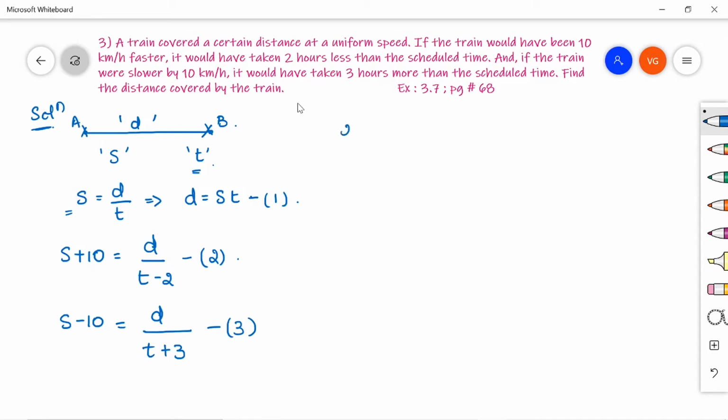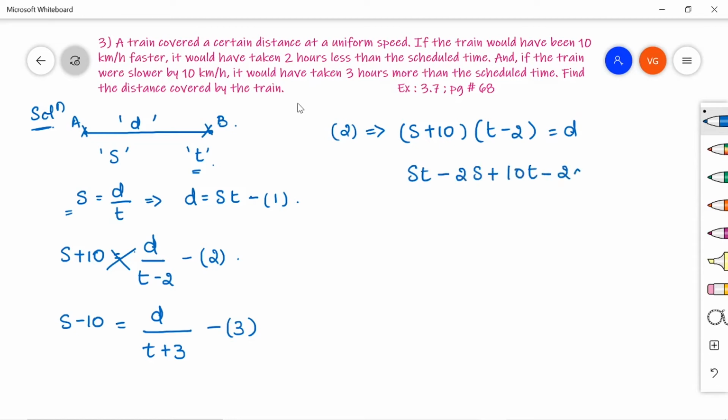So now let us simplify this. Let us take equation number 2. I'll just cross multiply this one. So s plus 10 multiplied by t minus 2 is equal to d, right? So just multiply this one. st minus 2s plus 10t minus 20 is equal to d. What is d for us? st, isn't it? So put st here, cancel. So the equation here will be minus 2s plus 10t is equal to 20, right? So this is equation number 4, right?